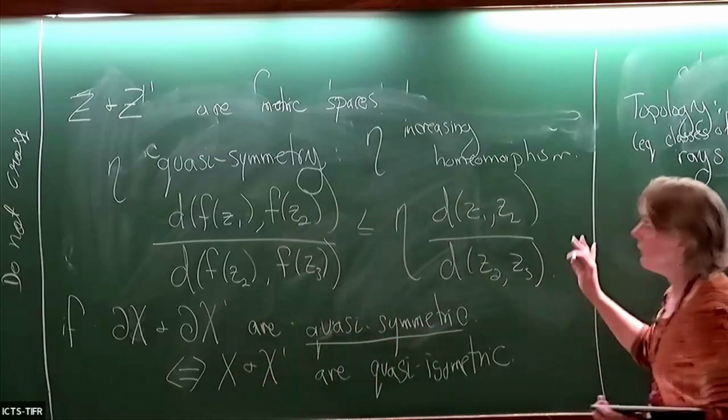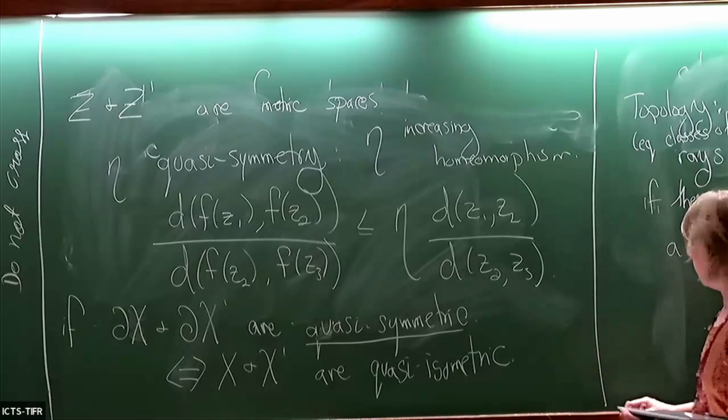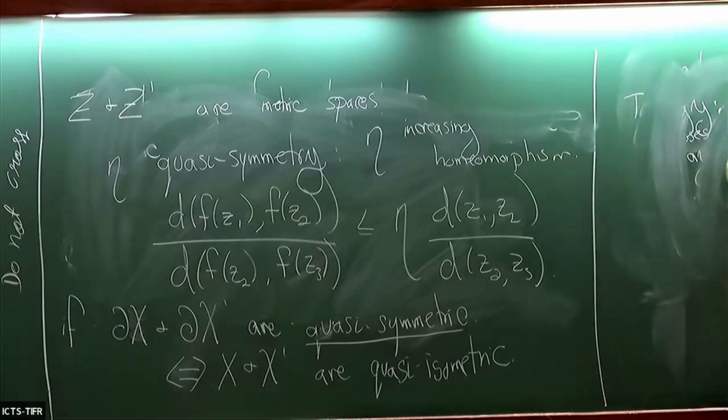Okay, so if you look more closely at the boundary, you can tell the quasi-isometry class. And let me just mention a few other things you can tell from looking more closely at the boundary.